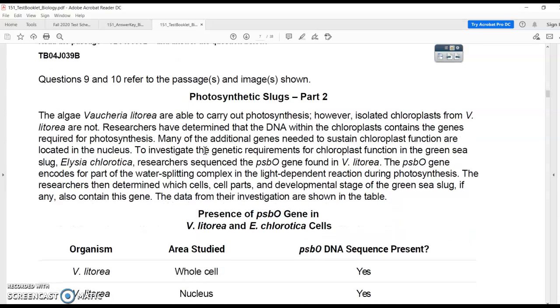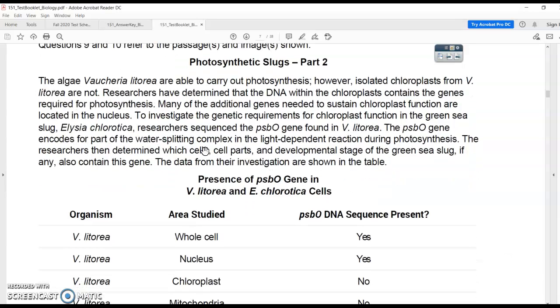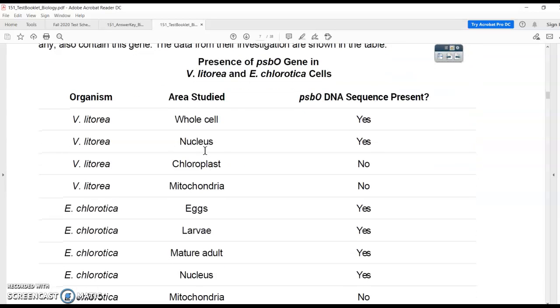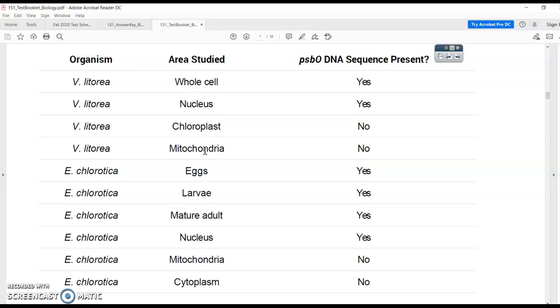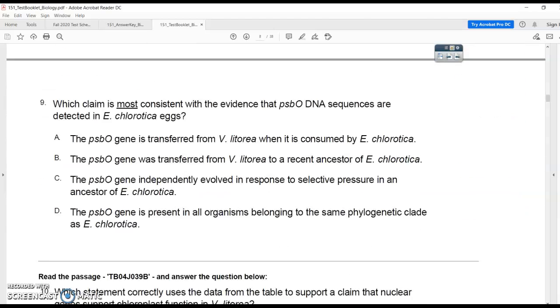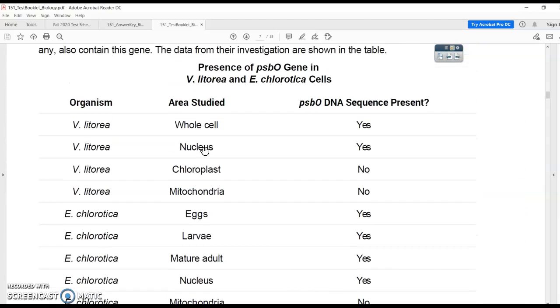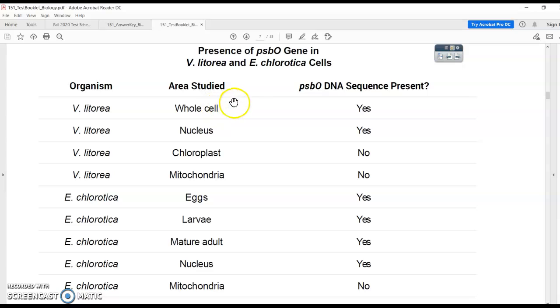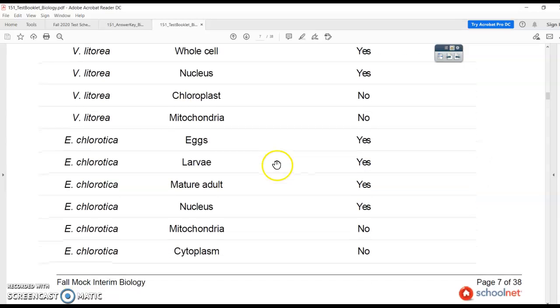Now, a lot of times they might have two separate readings or an extension. So this is part 2. It's still about the algae and the sea slug, and the incorporation of the algae's DNA into that of the sea slug. And one thing I might do here, since it's on paper, is identify these as the algae and then these as the sea slug.